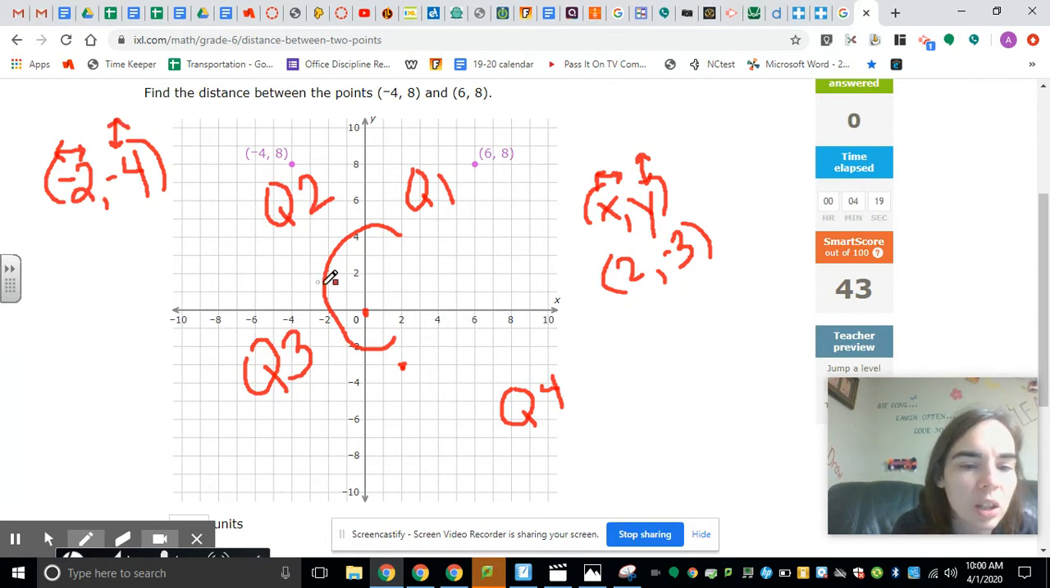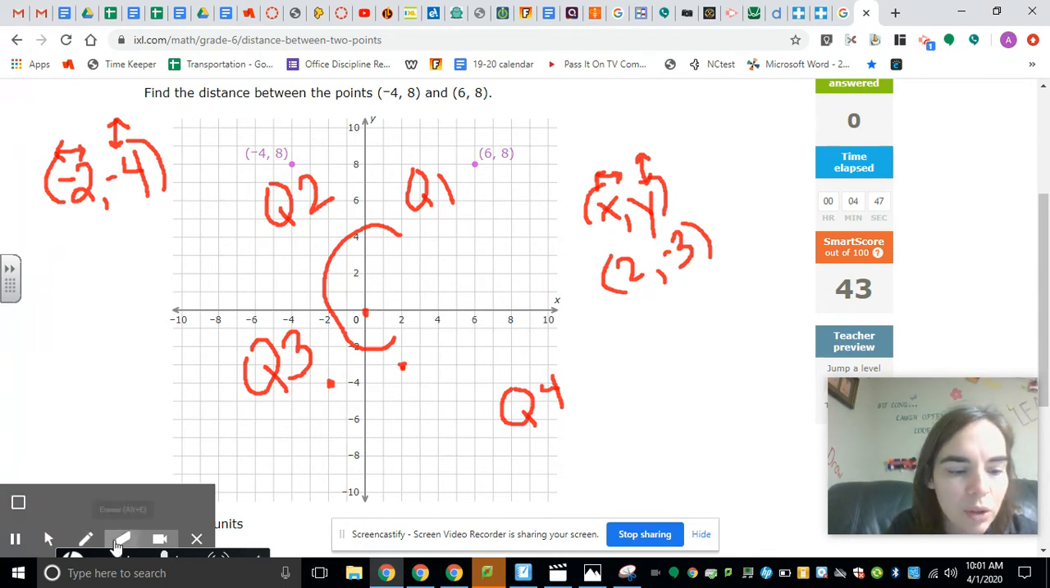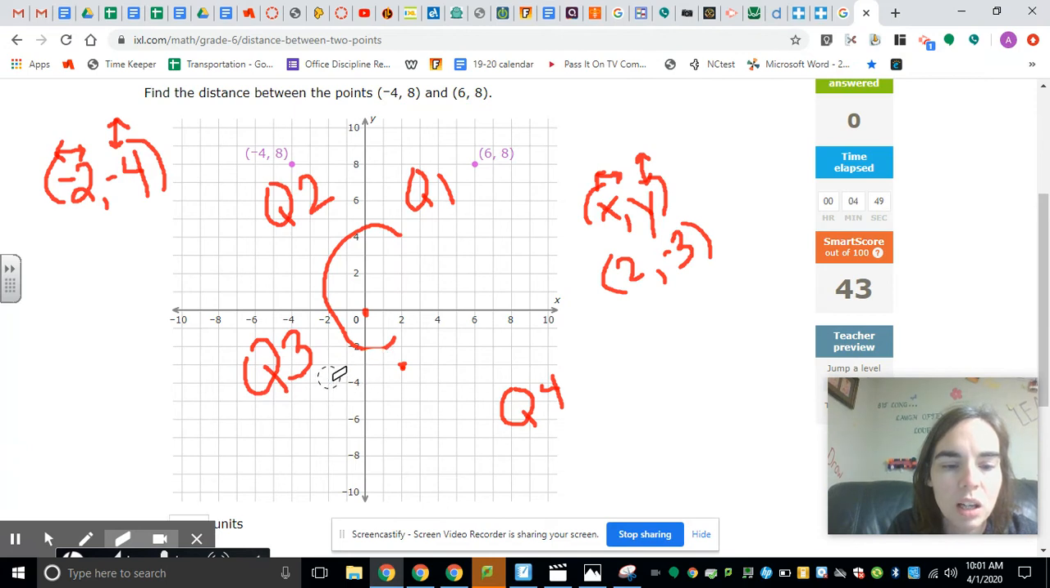All right, starting at the origin, the first number is -2, and -2 is going to the left because that is a negative direction, 1, 2. The second number is -4, and on the y-axis, negative is a downward direction, so we're going 1, 2, 3, 4, and right there is my point. All right, so I hope that helps in that area. I'm going to erase a few things, and I'm going to show you a couple other things.